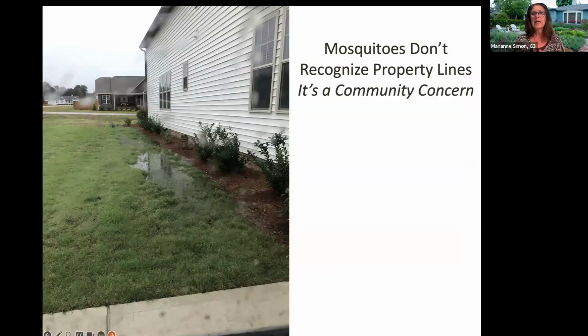And the thing to look at is mosquitoes don't recognize property lines. So just because you're doing a really good job with watching your monitoring doesn't necessarily mean that your neighbors are. So if you see standing water at a neighbor's, go over and share this information with them, and keep those guys at bay.